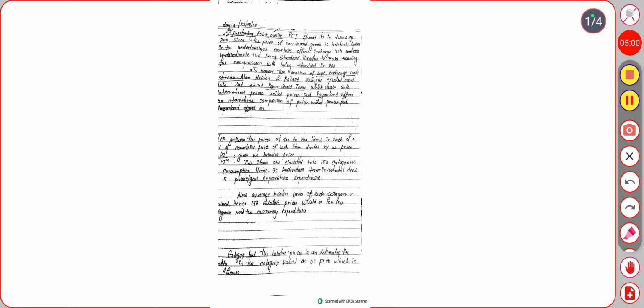Alan Heston and Robert Summers created a new data set called the Penn World Table, which deals with international prices. They put important effort into international comparison of prices.